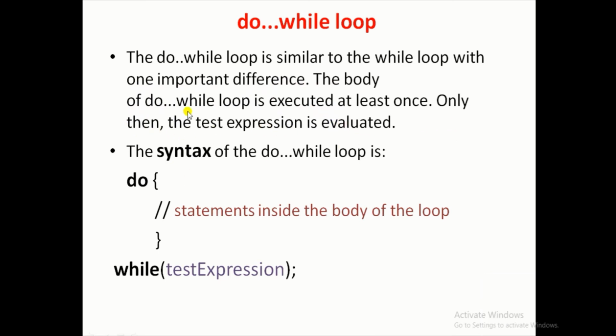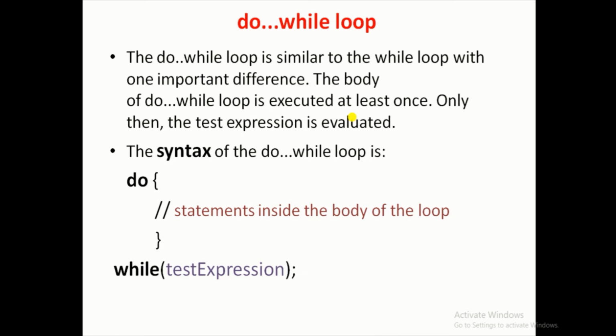In the while loop, it first checks the condition. If the condition, or the test expression, is satisfied, it executes the statement. But in the do while loop, at least one time it does the work inside the statement part. At first it does, then it checks the condition inside the while. If the while condition is satisfied, then it executes the rest of the part.